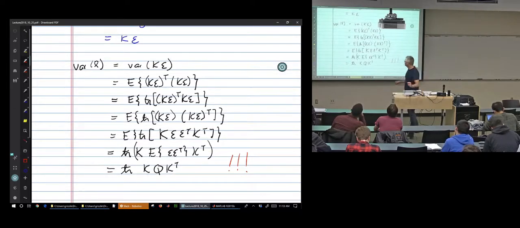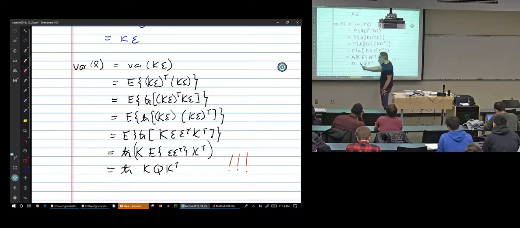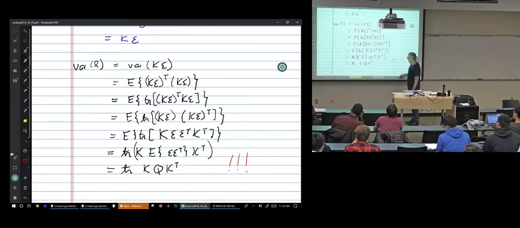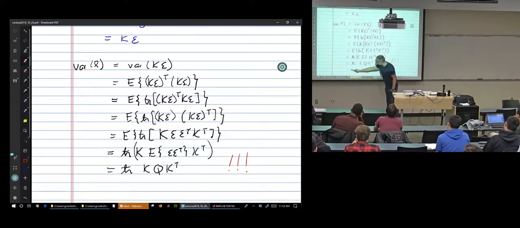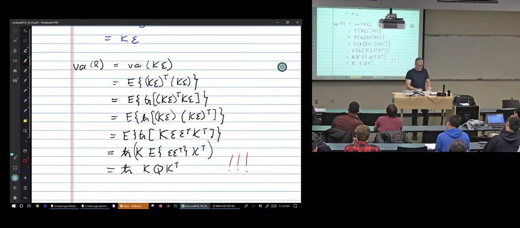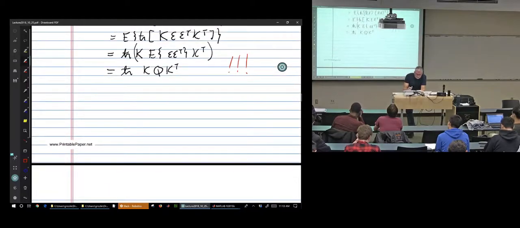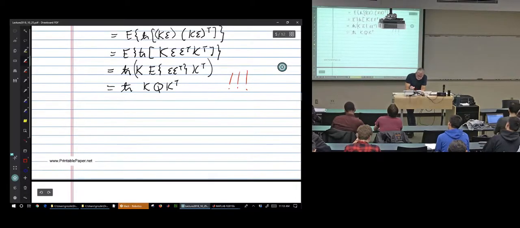Okay, so we're trying to choose the gain of our estimator. It's linear. X hat is K times Y. We're trying to choose that gain to minimize the variance of X. So we need to minimize this quantity, and it needs to be unbiased. So we have a constraint, K times C equals I.